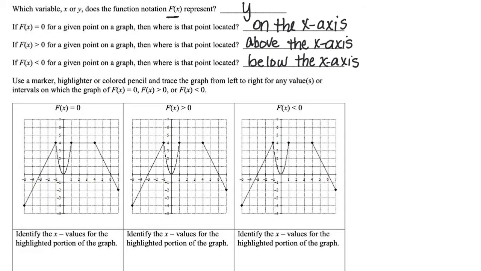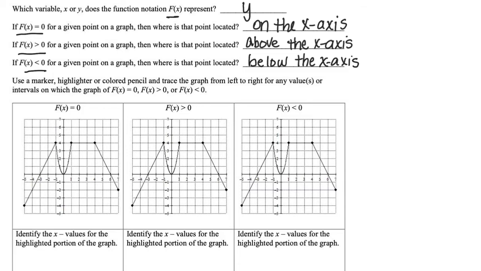So we're either going to be on the x-axis, above the x-axis, or below, and it just depends on the notation that you're given. So very important for us to see that. So for our next part, it wants us to use a highlighter of some sort, and it wants us to mark where we're at on the x-axis, or above or below, given this notation.